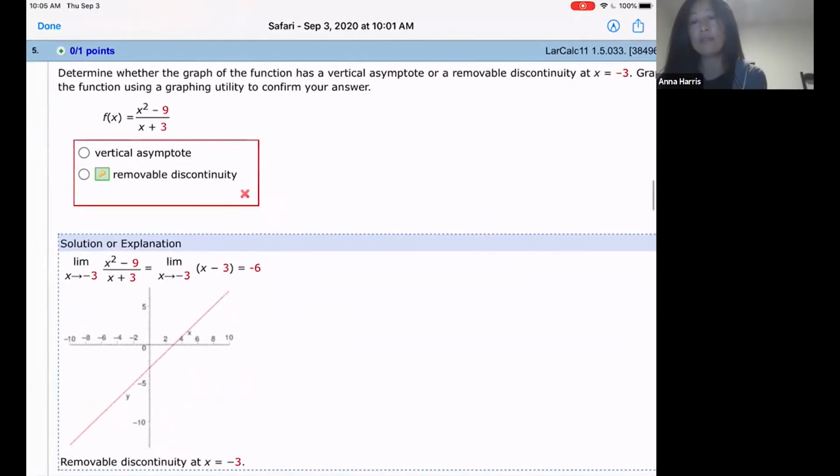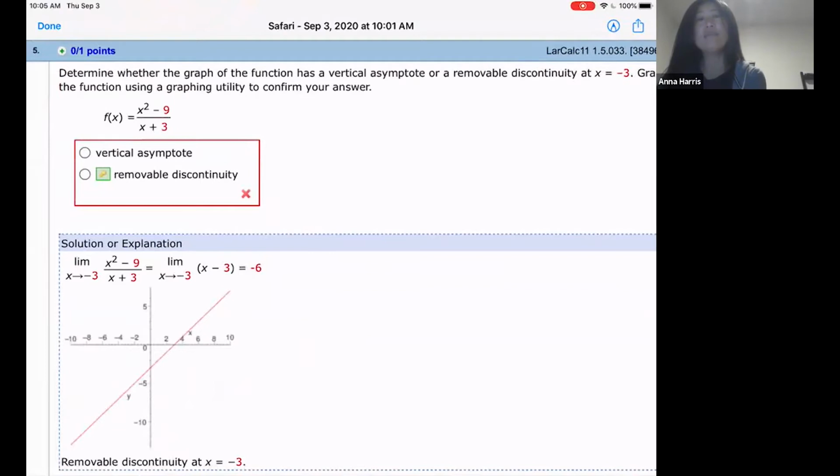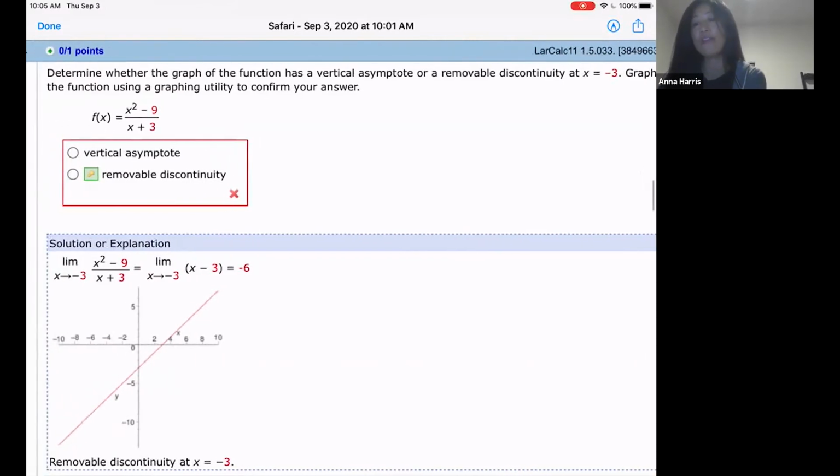I'm doing number 5. Number 5, determine whether the graph of the function has a vertical asymptote or a removable discontinuity at x equals -3. And graph the function using a graphing calculator utility to confirm your answer. So you can graph this. How are you going to put it in your calculator?